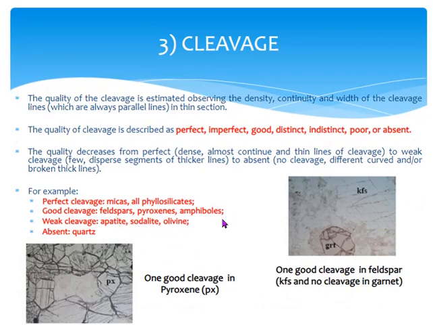Next, one good cleavage in feldspar. Here is the example of one good cleavage. Here is the feldspar mineral, here is the garnet mineral. In garnet, poor cleavage is seen, and in the feldspar mineral, good cleavage, that is, one set of cleavage is present, one set here.